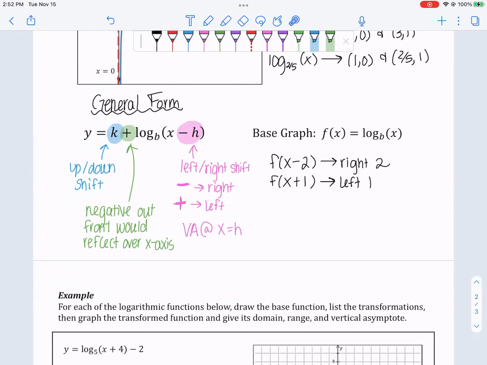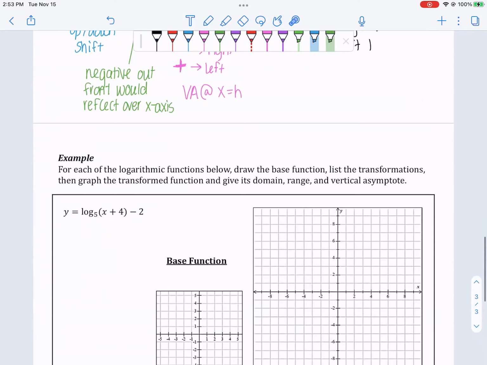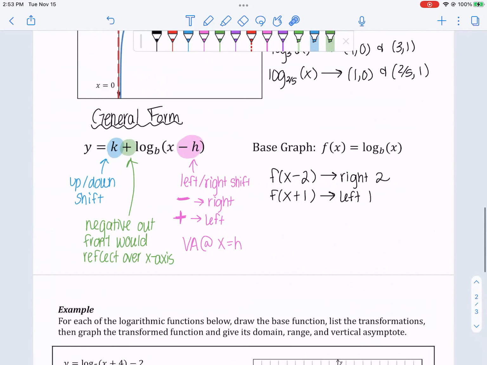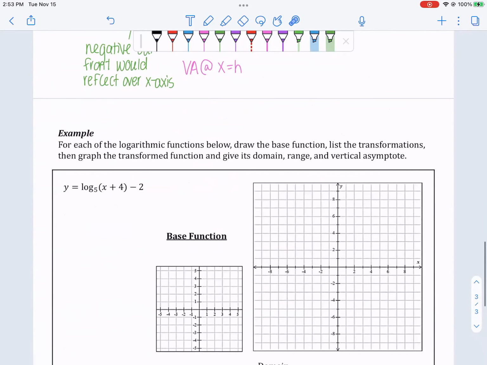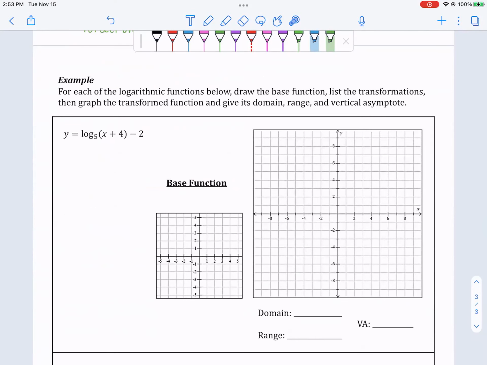All right, so let's go ahead and look at some functions. Do I only have one page of it? I guess we're just doing one page. I think I'm also going to pull some up on Alex. Let's look at some functions. Let's talk about the transformations, the base function, and graphing.